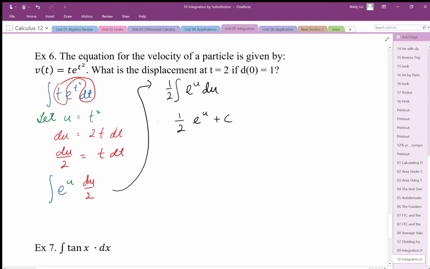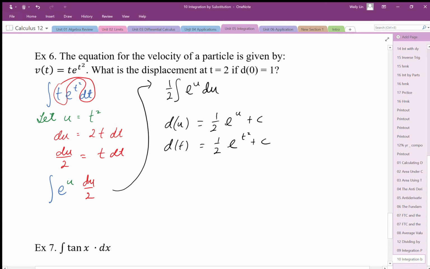So there's my displacement function, well, this is as a function of u. I don't want this in terms of u, I want this in terms of t. So with 1/2 e to the u plus c, I want it in terms of t, so I'm going to replace the u with a t squared. So my original u was t squared, plus c.